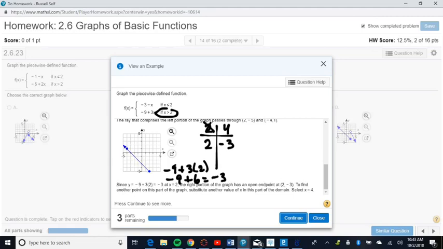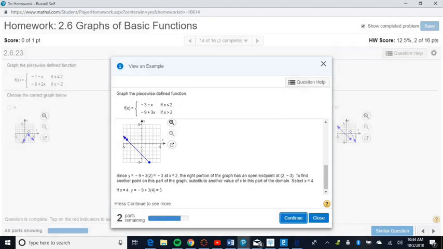Now, but notice, this thing doesn't say that it can be 2. It says it has to be greater than 2. So this point that we got is not acceptable as a point on the graph. It only gives us our endpoint. This is where the graph begins, but that point is not included. Okay? So look what happens when you graph that. Click on continue.